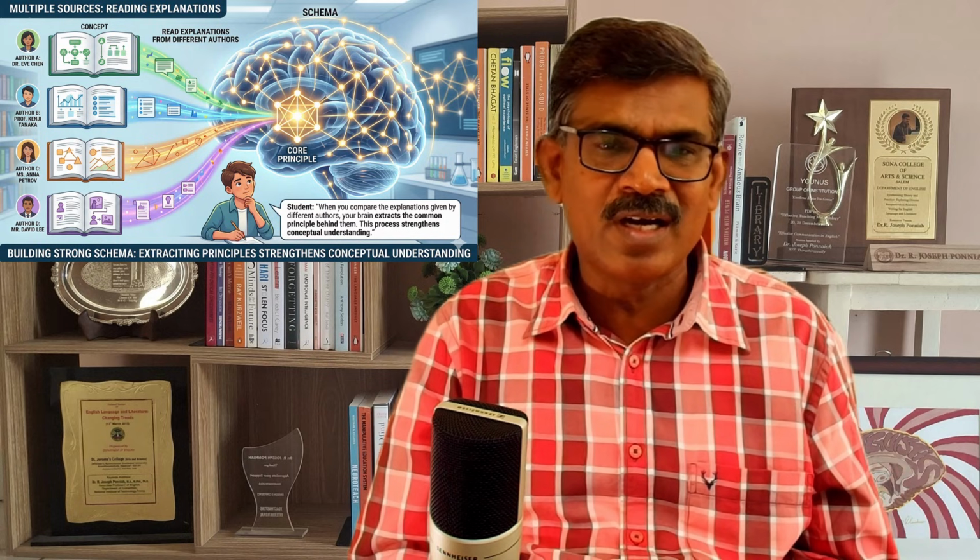And the second stage is receiving input from different sources with different perspectives. To build a strong schema, the brain needs to encounter the same idea in different forms. One effective method is reading concepts written by different authors. When you compare the explanations given by different authors, your brain extracts the common principles behind them. The process strengthens conceptual understanding. Your learning becomes deeper. You can easily synthesize ideas.